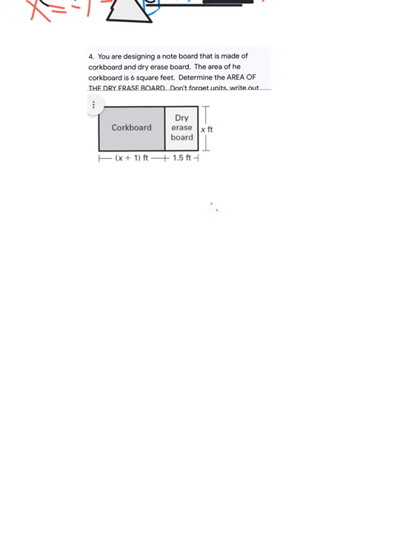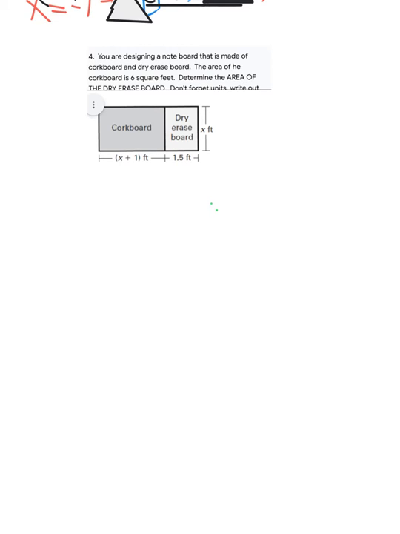Now question 4 asks us, you are designing a noteboard that is made of corkboard and dry erase board. The area of the corkboard is 6 square feet. Determine the area of the dry erase board. So notice we have our diagram below, and notice it gives us dimensions. The length of the corkboard is represented by the expression x plus 1, and the width is represented by the variable x. Notice for the dry erase board, the length happens to be 1.5 feet, and the width is x.